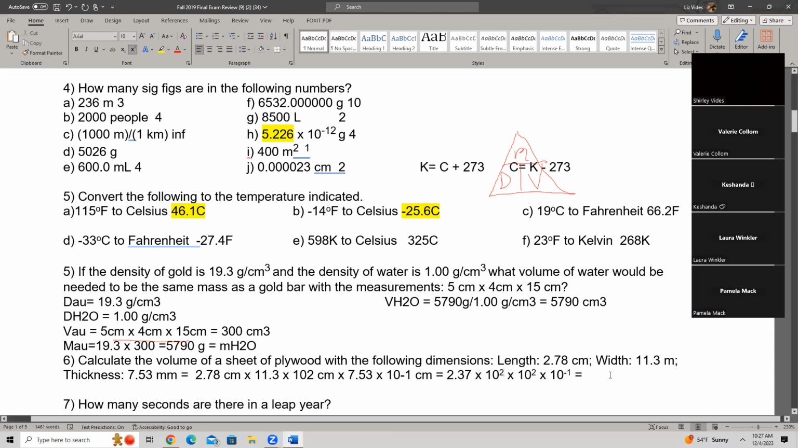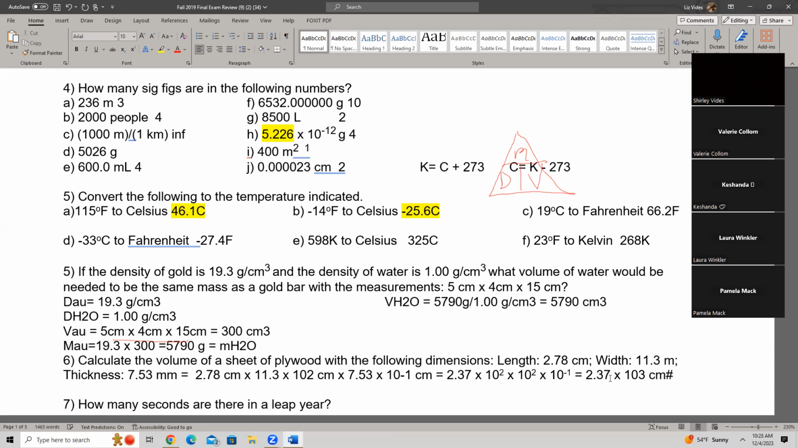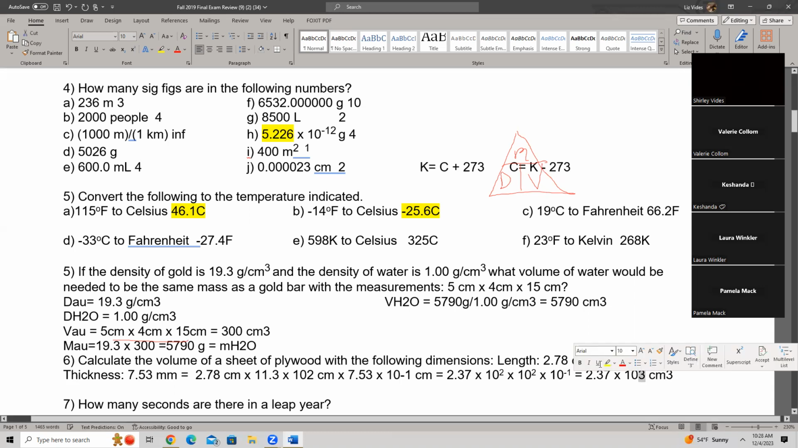What you get? 2 times 2 times 2. Right, so that's 2 plus 2 plus -1. So 4 - 1 is to the third, right? So the answer is 2.37 times 10 to the positive third, sorry, centimeters cubed. Cube. There you go. And there. That's what I got.